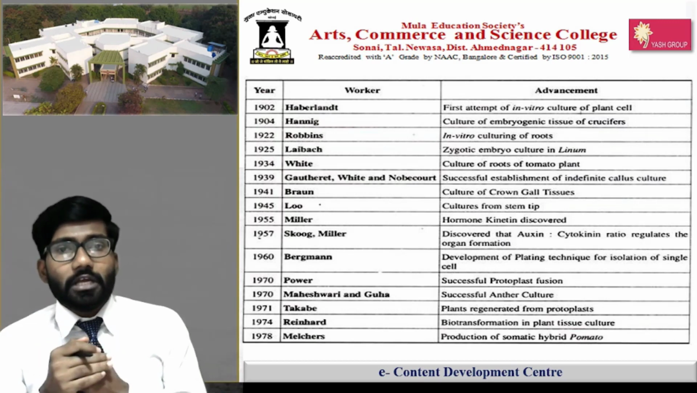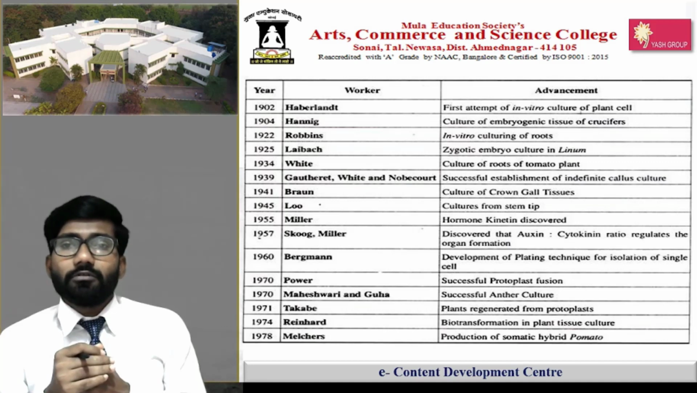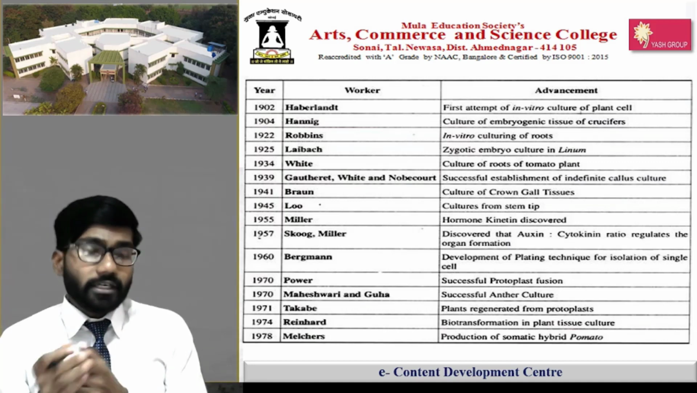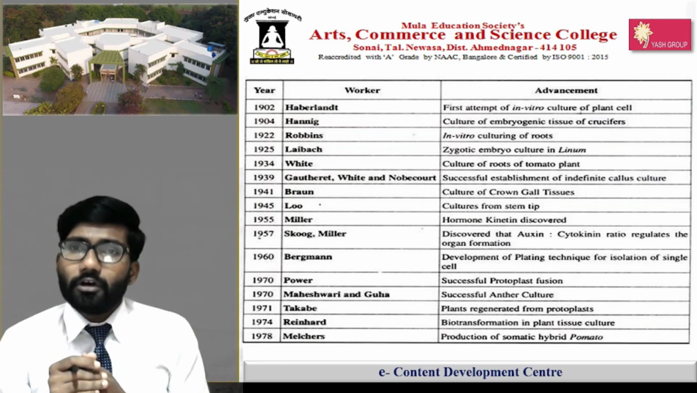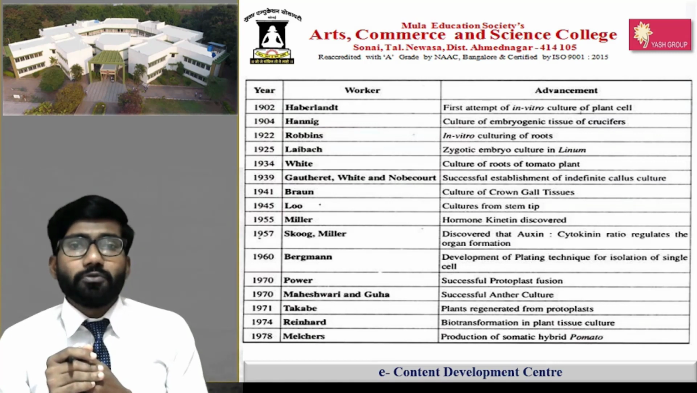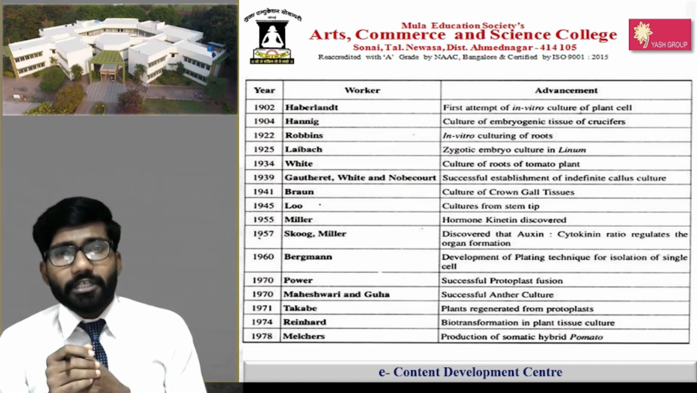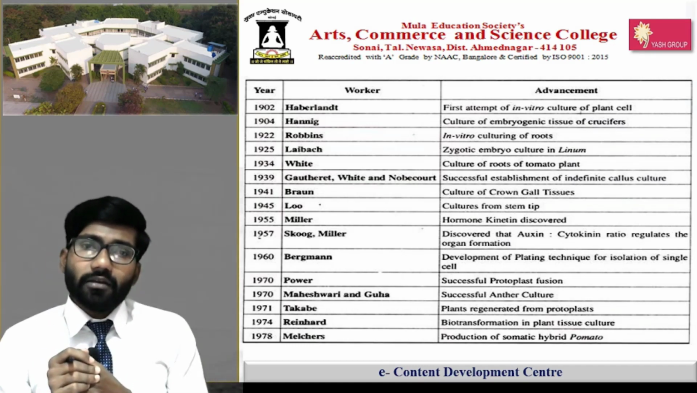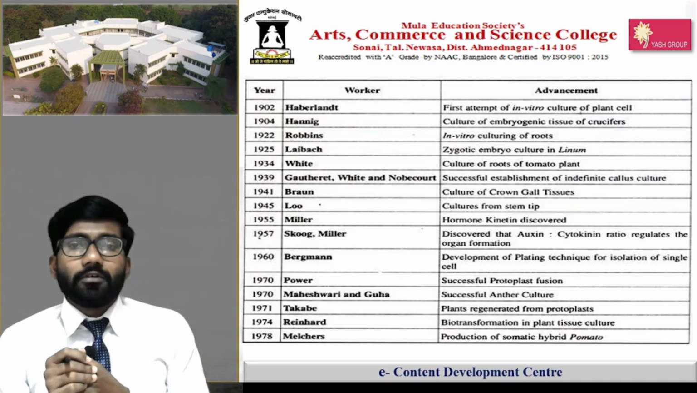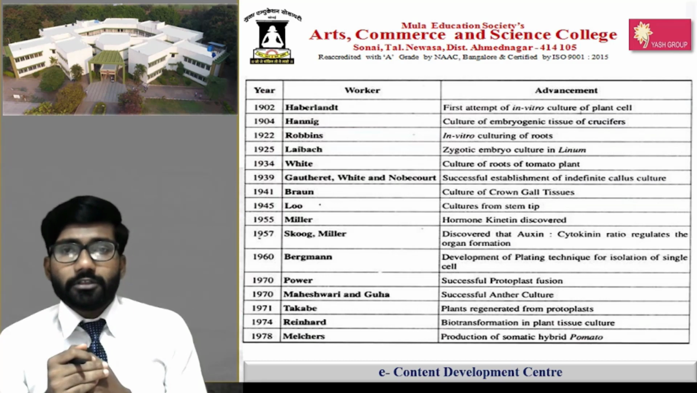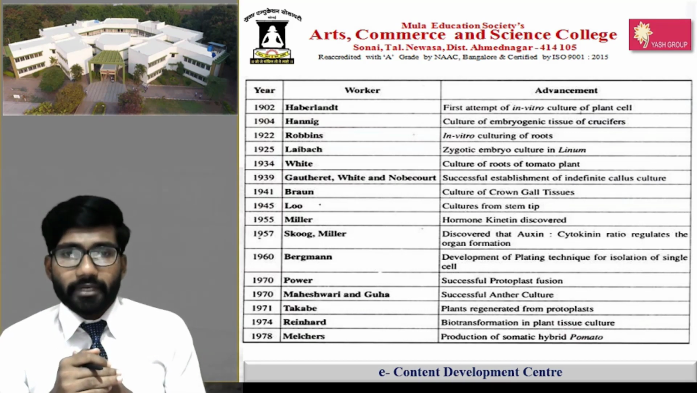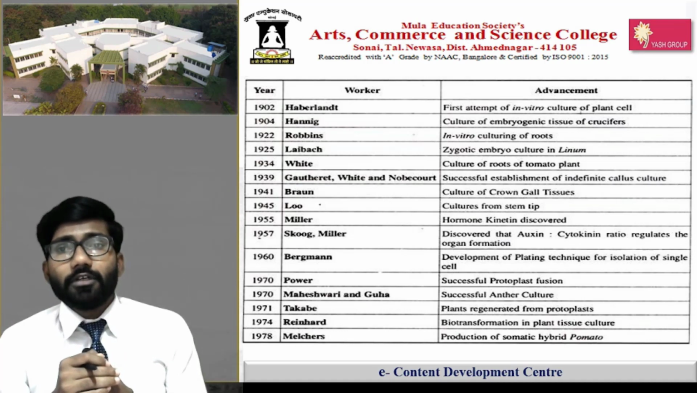In 1902, Haberlandt made the first attempt at in vitro culture of plant cells. We already discussed this. In 1904, Hanning cultured embryonic tissue of crucifers. In 1922, Robbins cultured roots in vitro. In 1925, Laibach cultured zygotic embryos in Linum plant. In 1934, White cultured the root of tomato plant. In 1939, Gautheret, Nobecourt and White successfully established indefinite callus.